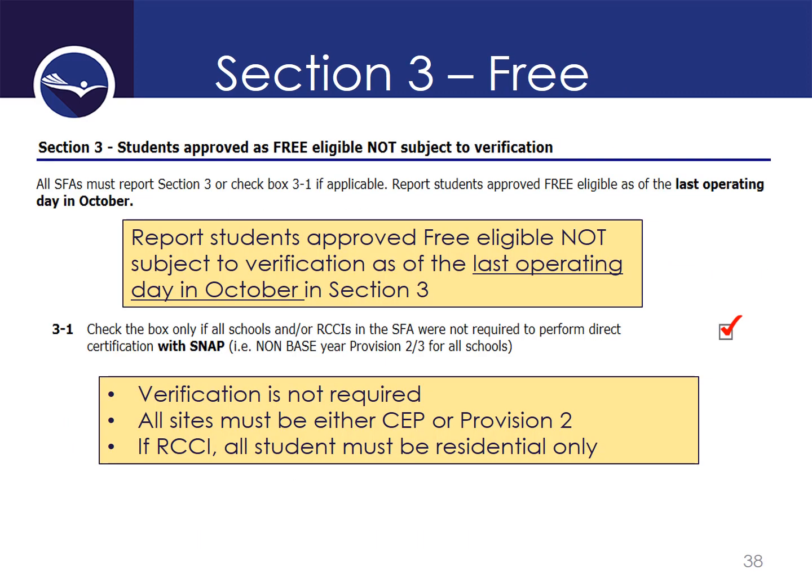Section 3, students approved as free eligible, not subject to verification. This section must be completed by all SFAs, even SFAs not required to conduct verification. SFAs exempt from the verification process include CEP-only schools, Provision 2 schools participating in both breakfast and lunch in a non-base year, and residential child care institutions. For those SFAs, check the box in 3-1.